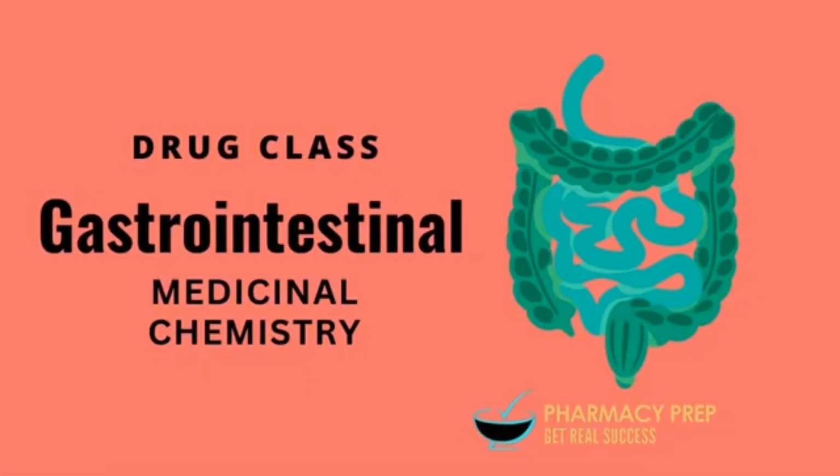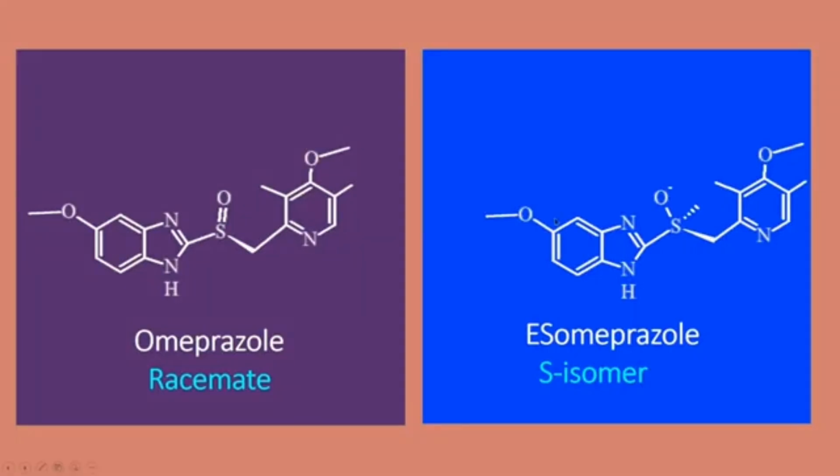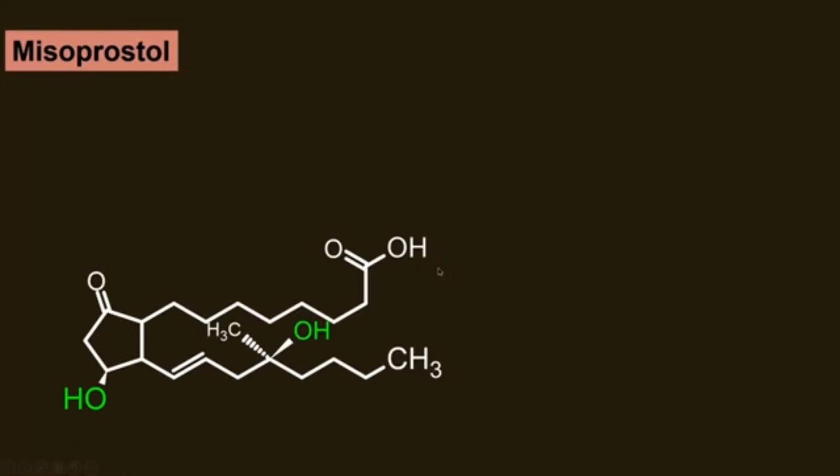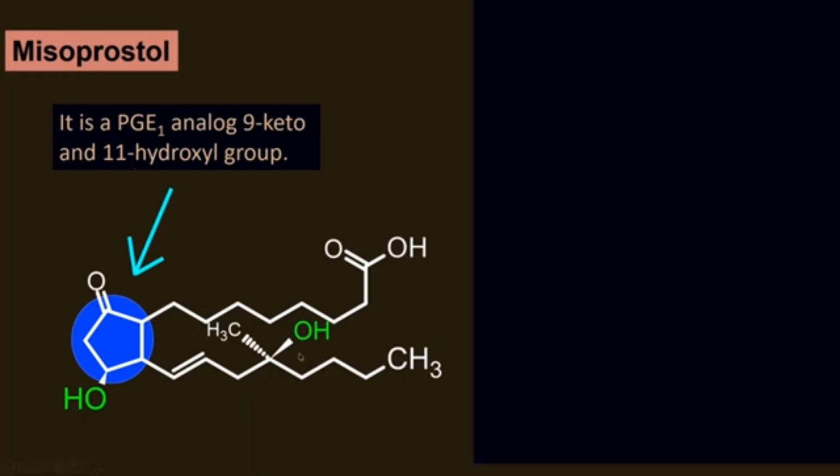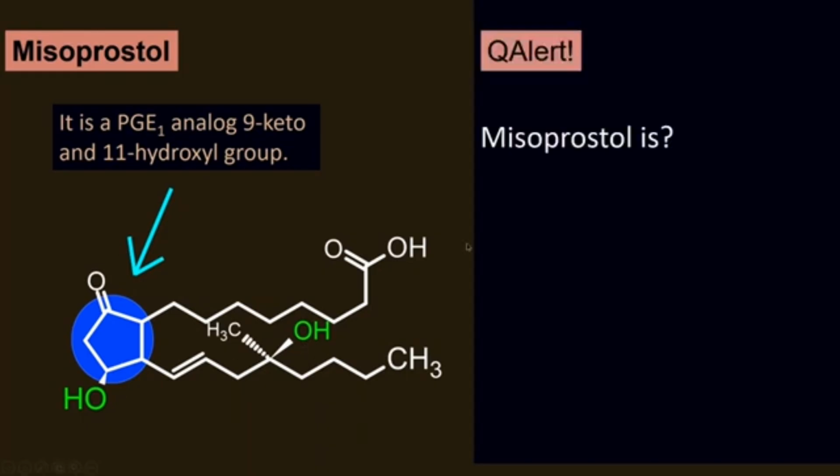Next, we have the gastrointestinal drugs class, especially one thing I recommend about omeprazole, which is a racemic mixture, whereas S-omeprazole is a pure S isomer. So therefore, the structure is the same, but they are optical isomers, whereas the pure S isomer is S-omeprazole. And then the other one is misoprostol. Misoprostol is known as an eicosanoid, which belongs to the prostaglandin E1 analogs, which consists of a ketone and a hydroxyl group, and there's another hydroxyl group present.